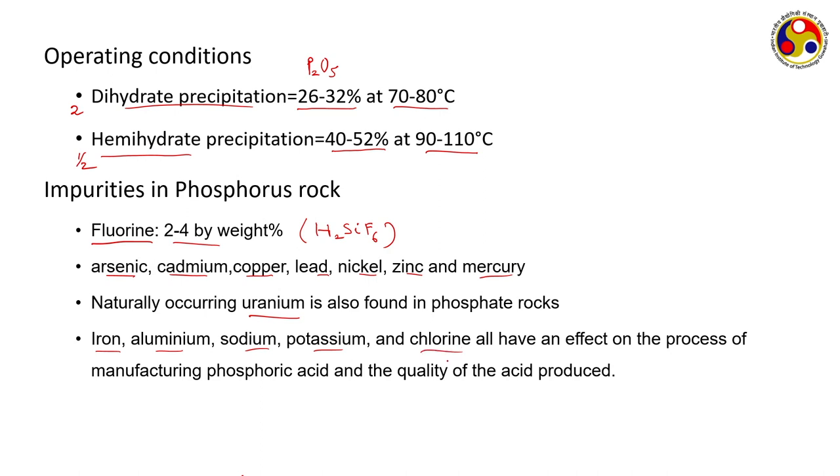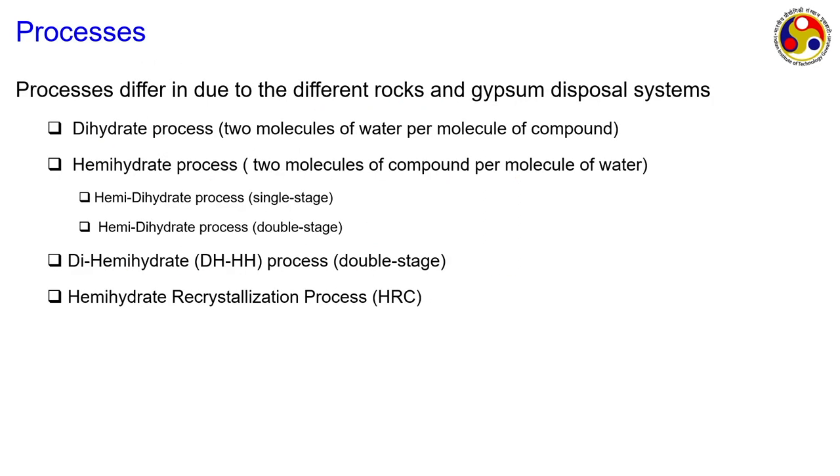I am not discussing the details of how the industry takes care of these processes, but I will focus on the fluorine, which is one of the compounds present at a pretty high level, 2 to 4%. The remaining metals and other minerals are in trace amounts. Now there are different processes. As I told you, depending upon the phosphatic rocks, you may have the dihydrate process, where two molecules of water are associated per molecule of calcium sulfate. Hemihydrate means one molecule of water per two molecules of compound. So I can write 1:2, or 2:1, or 1:1/2. 1:1/2 means calcium sulfate, half H2O. And 1:2 means two molecules of water associated with one molecule of calcium sulfate.